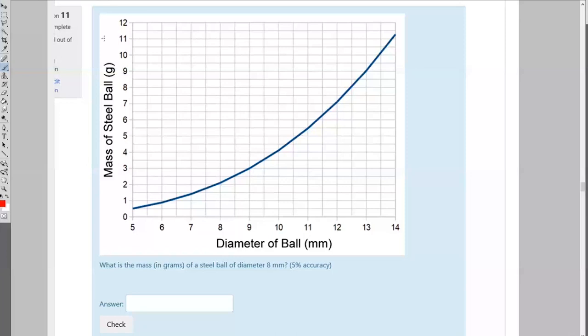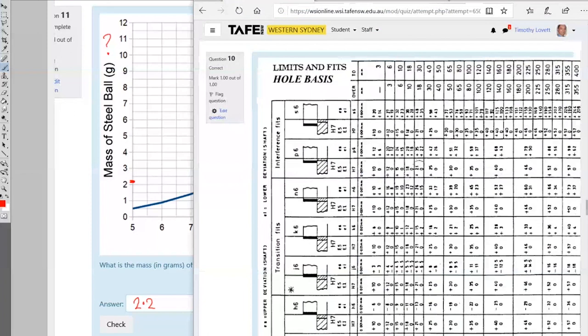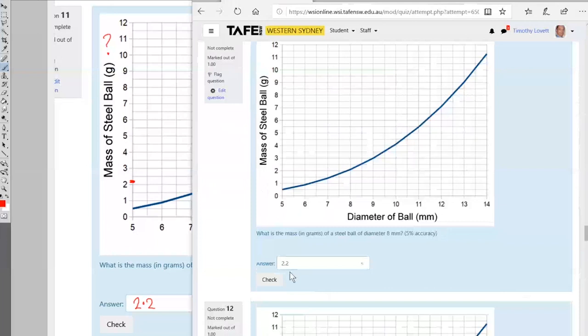So we just take the 8 mil and take it up to the place where it intersects, which is just here, so it's slightly over 2. So let's say that's at least 2.1, maybe even 2.2, let's say 2.2 grams. So of course you can't do three decimal places of accuracy from the chart. That's the idea of a chart, you just give it an approximate number.